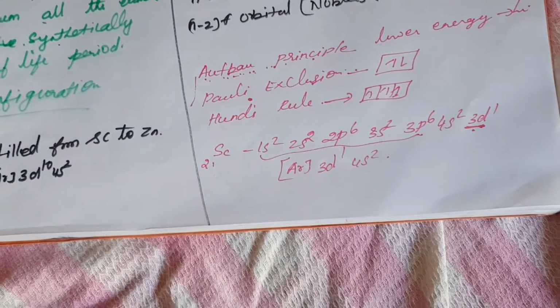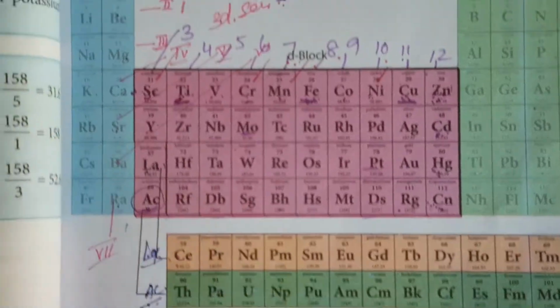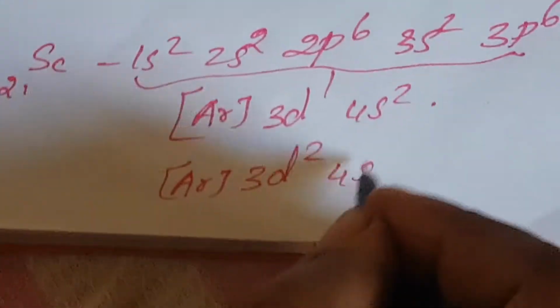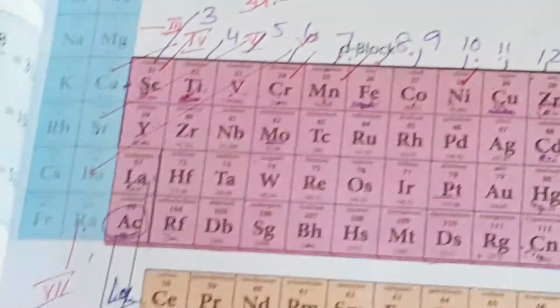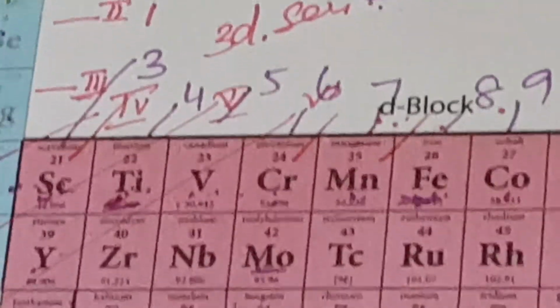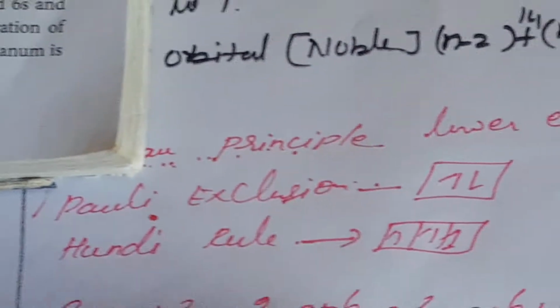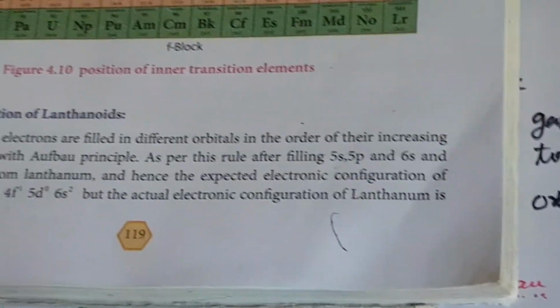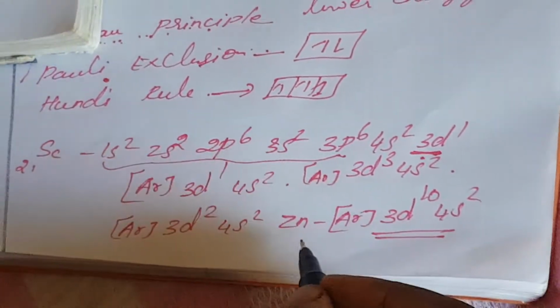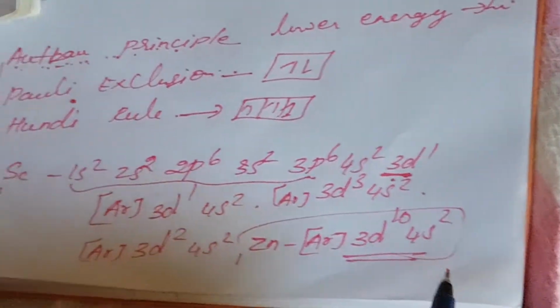How to write titanium? The atomic number is 22: argon, 3d2, 4s2. Vanadium: argon, 3d3, 4s2. And so on up to zinc. What is the electronic configuration of zinc? Argon, the noble gas, 3d10, 4s2. This is completely filled.